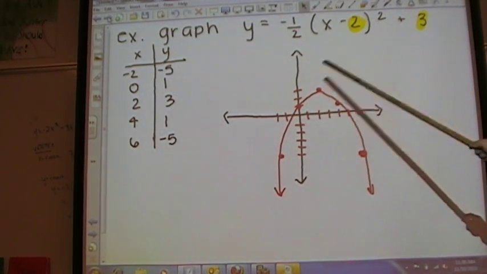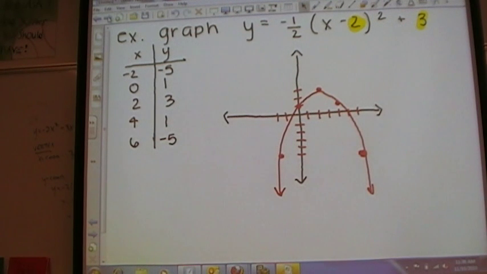Plot your points. What's your axis of symmetry there? X equals 2. Do you have a maximum or a minimum? Maximum. What's your maximum value? 3. You're just looking for the y value when you're looking for max or min. We don't have to write y equals 3.